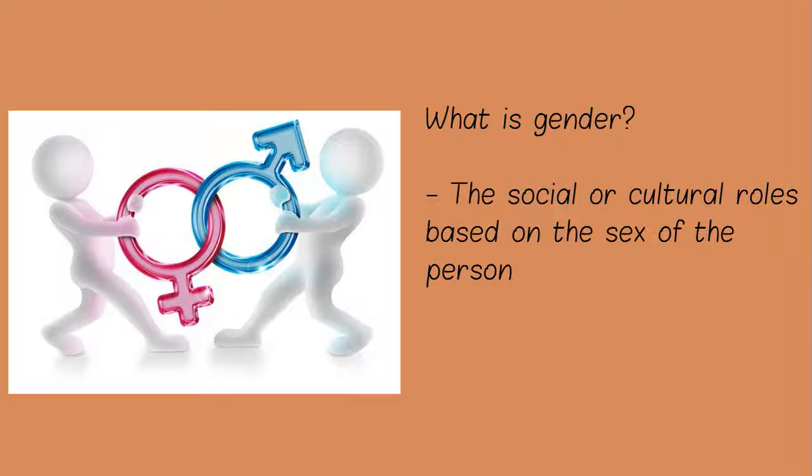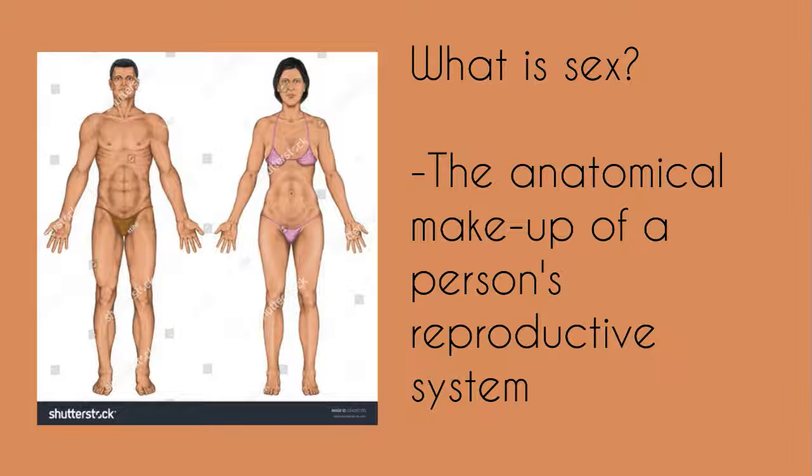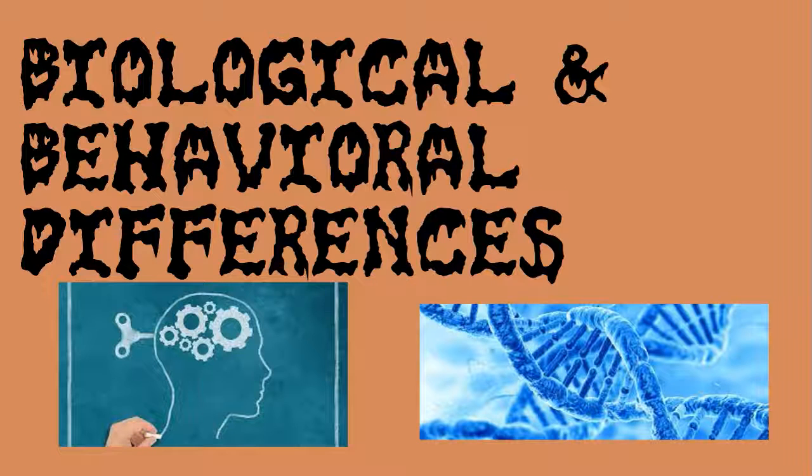What is gender? Gender is the social or cultural roles based on the sex of a person. What is sex? It is the anatomical makeup of a person's reproductive system. What are some biological and behavioral differences between men and women?